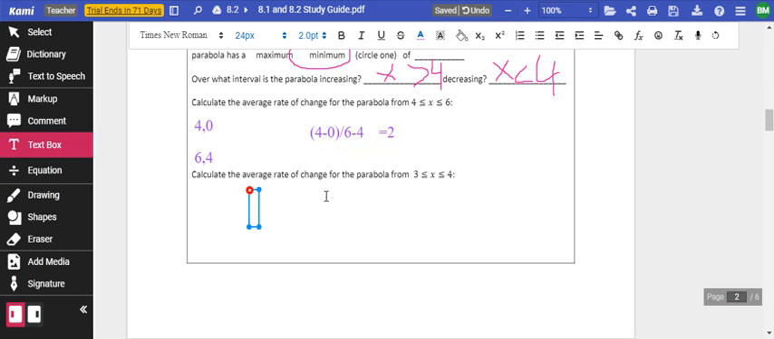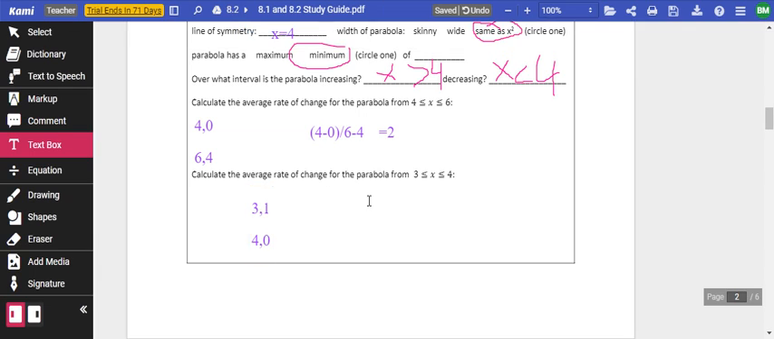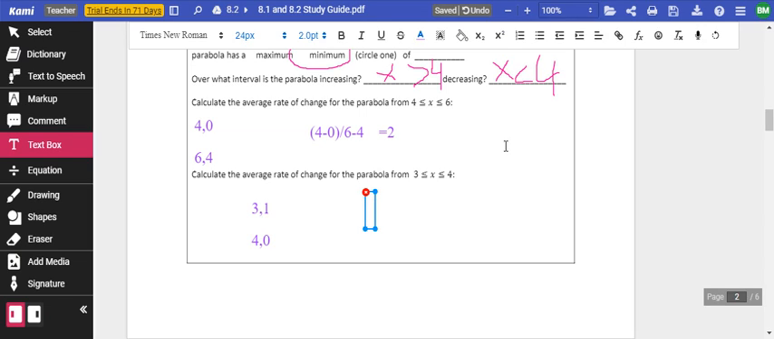We're going to do the same thing here with 3 and 4. When I plug in 3, I get 1. When I plug in 4, I get 0. So when I go 0 minus 1 divided by 4 minus 3, I end up with -1. So that is it. There's more here, but that is where we're going to stop right now for looking at vertex form.